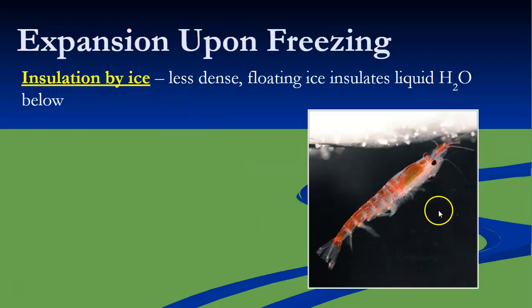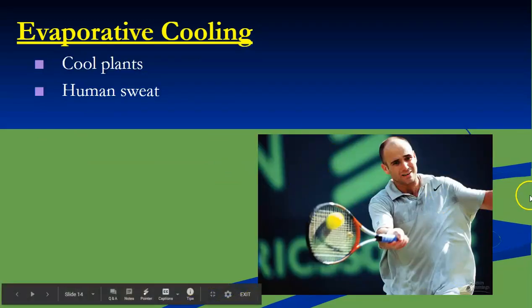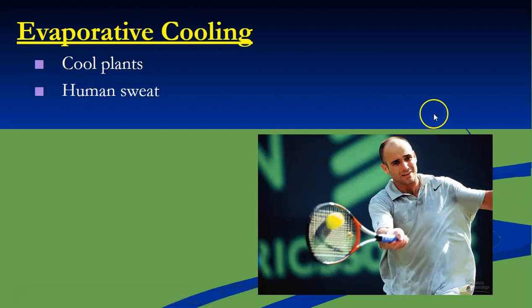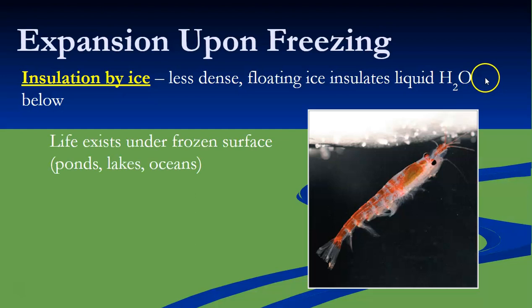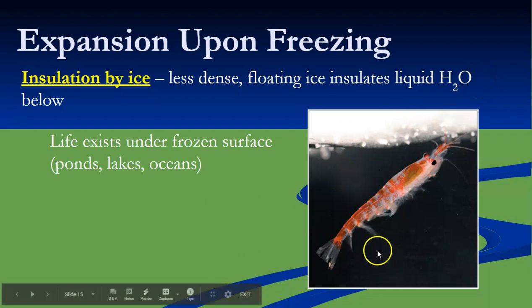Evaporative cooling. So we know that we sweat in order to make ourselves cooler because the act of evaporation sucks heat off of our body to make that happen. And then plants do the same thing with transpiration oftentimes. We know that ice expands, or water expands when it turns into ice, and that can form layers in aquatic environments. So therefore, the entire lake doesn't freeze.